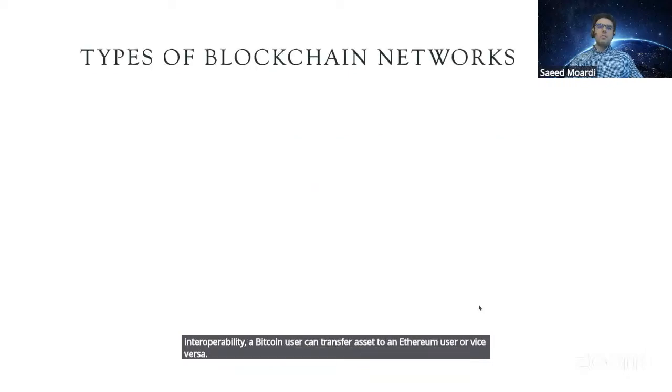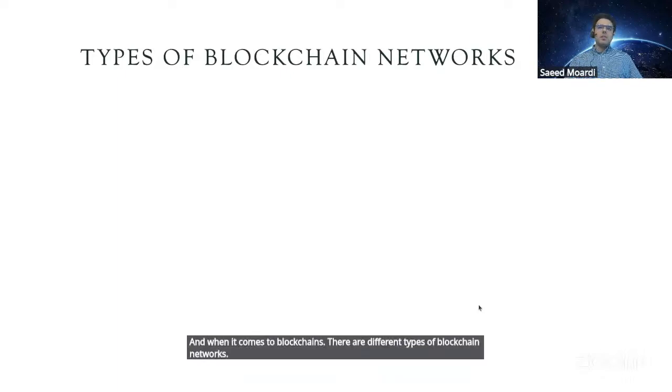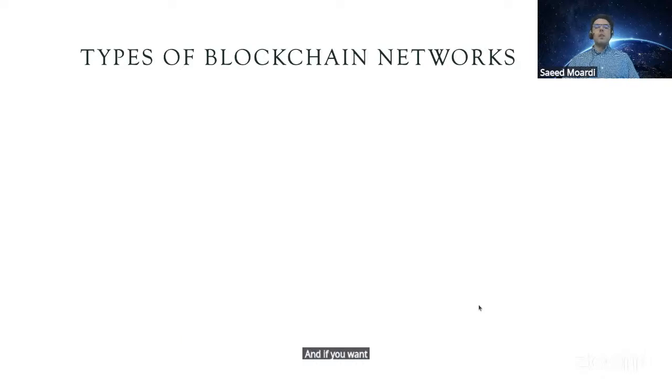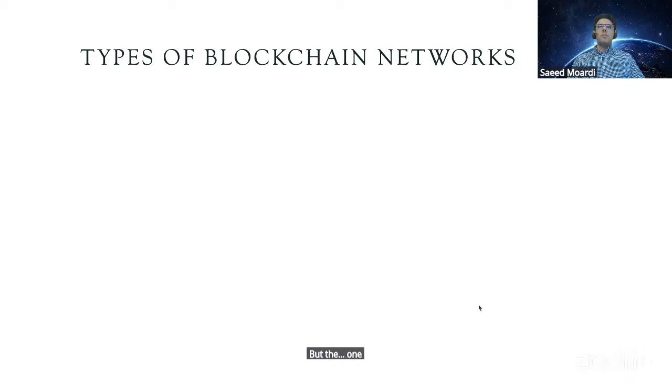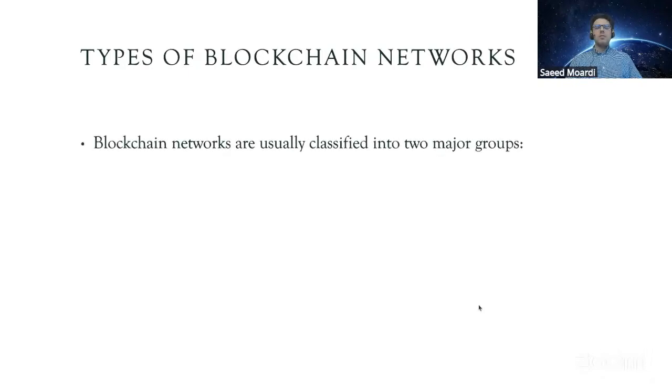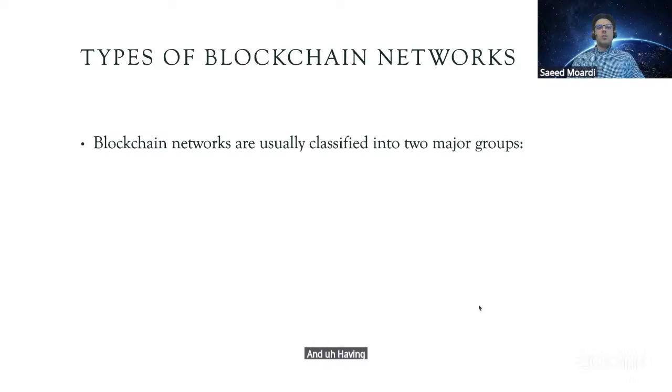And when it comes to blockchains, there are different types of blockchain networks. If we want to talk about how we categorize blockchain networks, there are different ways that we can do the categorization. But one of the most famous and commonly used ways is by categorizing them based on their availability to public users. Having said that, blockchain networks are usually classified into two major groups.